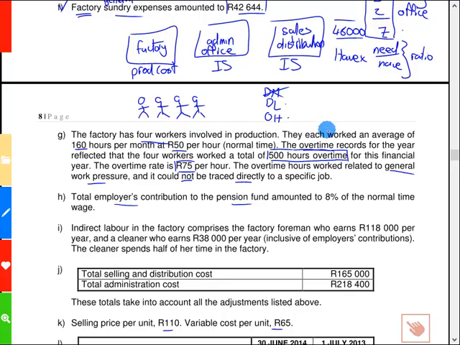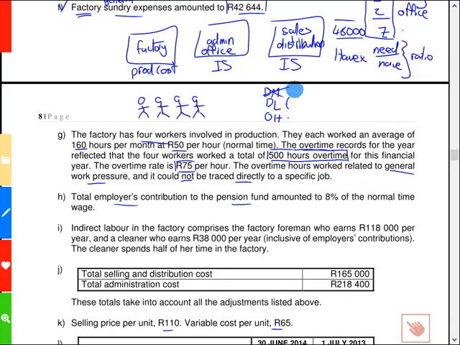Okay, let's just check again. This is for normal time. So the normal time we can include as part of direct labor. What is the total amount that we've paid for laborers for normal time for the whole year? See if you can calculate that.